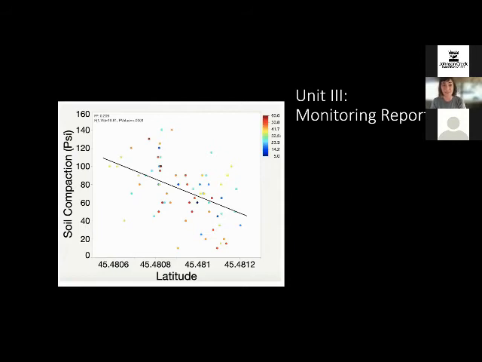Finally, we had some students who were interested in soil compaction, and this was so they could figure out what species of plants to plant. So they walked along transects from the art building down to the pond, and they found that as the latitude increased, the soil compaction decreased.